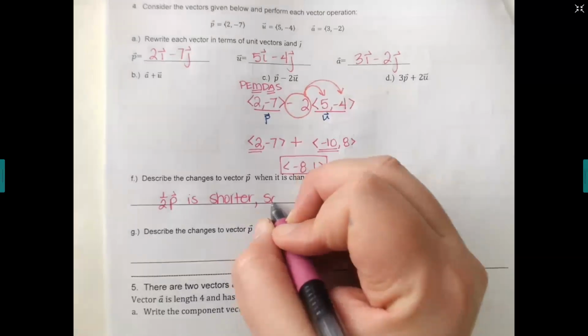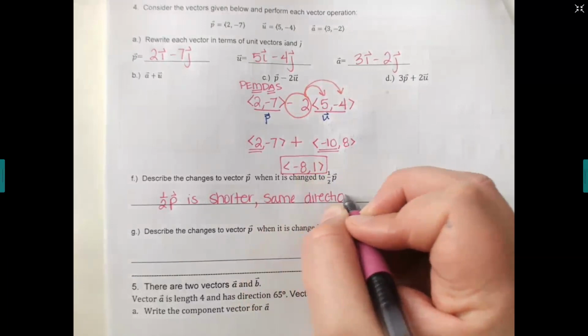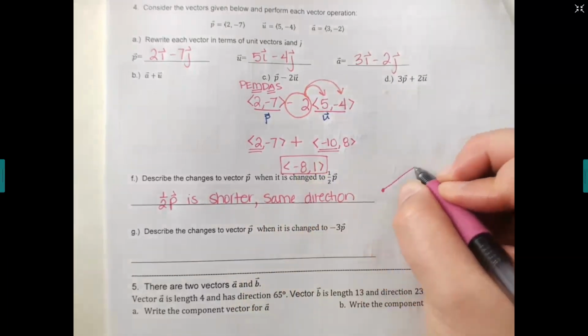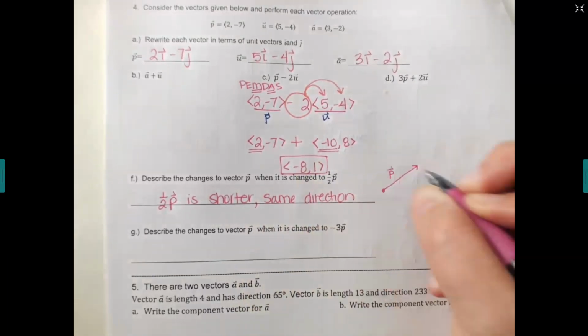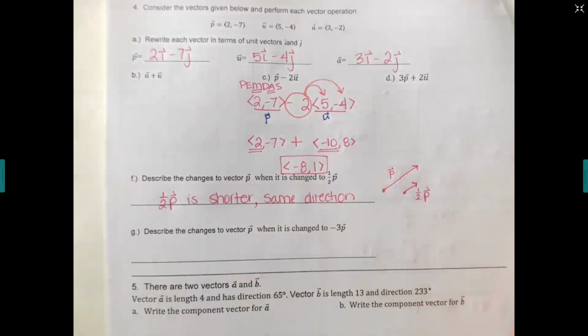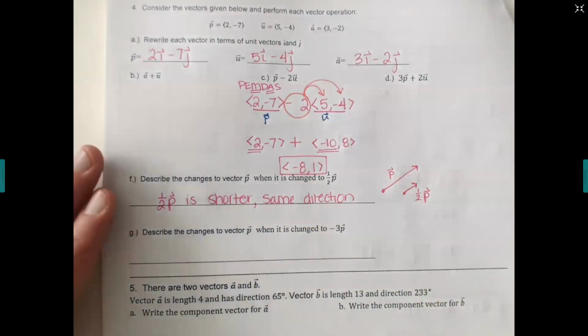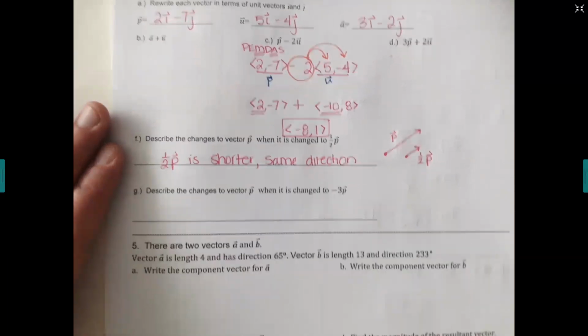Same. So now let me show you an example of that. Let's say this is P. Then this would be half P. And if you remember from that homework where we were shrinking the vector or doubling it based on the length, P and half P are pointed the same direction.